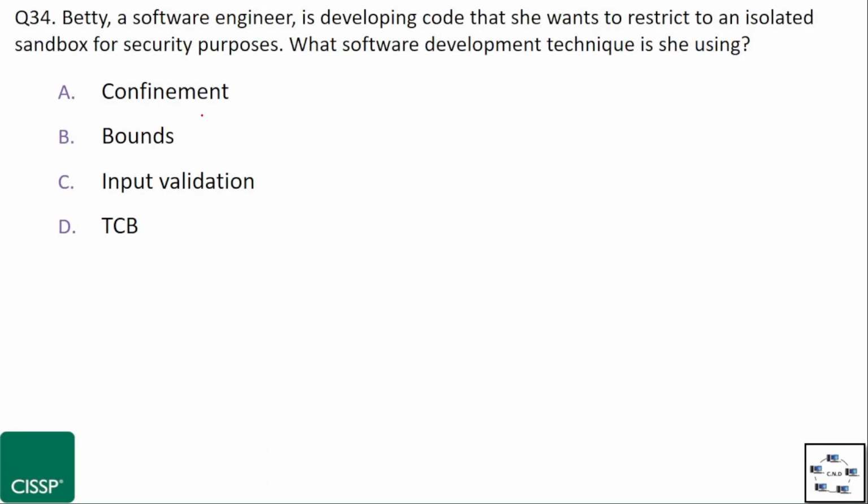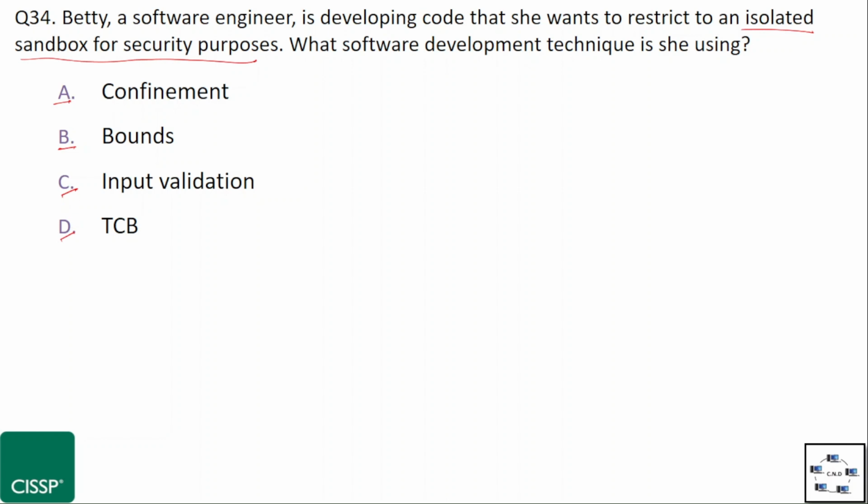Question number 34. Betty, a software engineer, is developing a code that she wants to restrict to an isolated sandbox for security purposes. What software development technique is she using? And the options are option A confinement, option B bounds, option C input validation, and option D TCB.